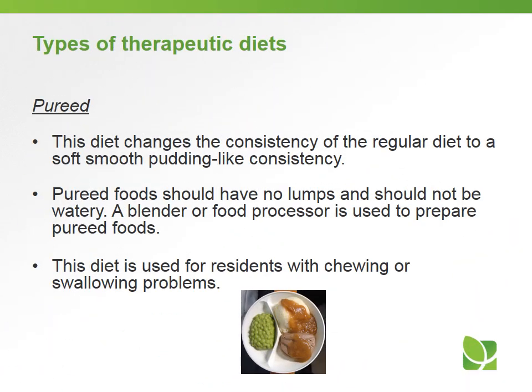Now, the puree diet is another example of a therapeutic diet, and this diet changes the consistency of the regular diet to more of a smooth, soft, pudding-like consistency. The puree foods should have no lumps and not be watery. They should have a nice thick consistency. A blender or food processor is often used to prepare puree foods. And this diet is generally used for residents with chewing or swallowing problems.